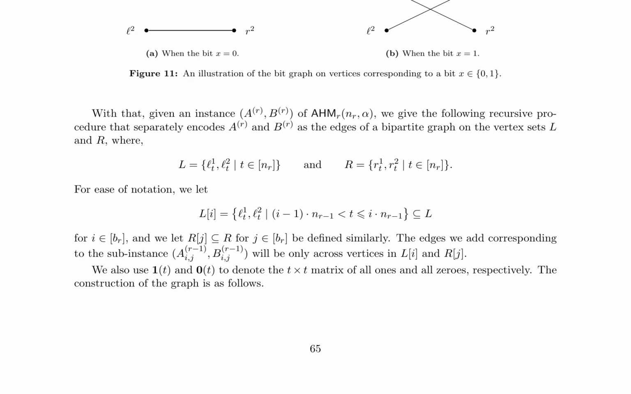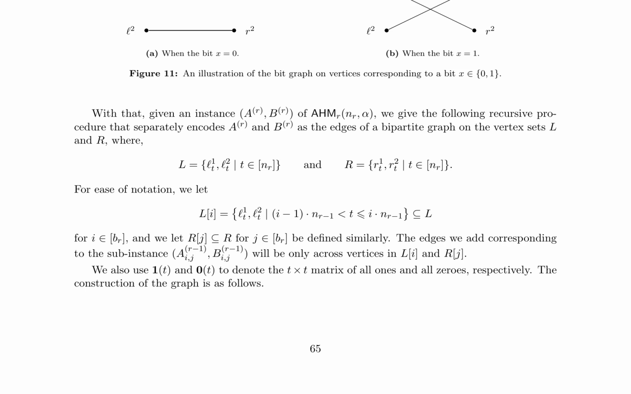The construction uses the notation L_i and R_j to denote subsets of L and R, respectively. Edges are added based on the subinstance A_{R-1}^{i,j}, B_{R-1}^{i,j}, utilizing the matrices M_1^t and M_0^t.